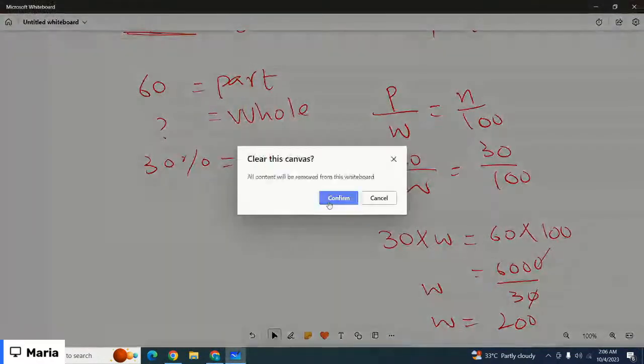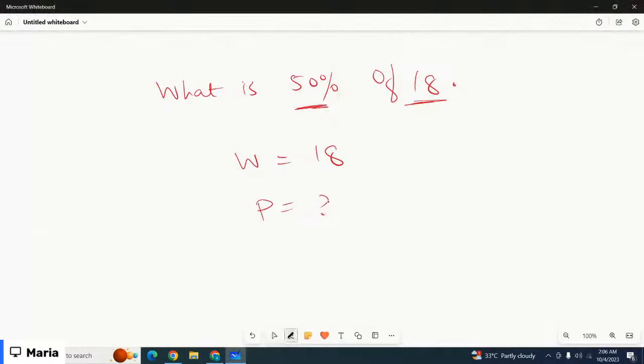Let me explain the question. What is 50% of 18, right? This is the whole you are given. You have to calculate the part. The whole is 18. You need to calculate the part. What part? 50%, right? N is 50%, right? Just form a proportion. The proportion would be part over whole equals N over 100.